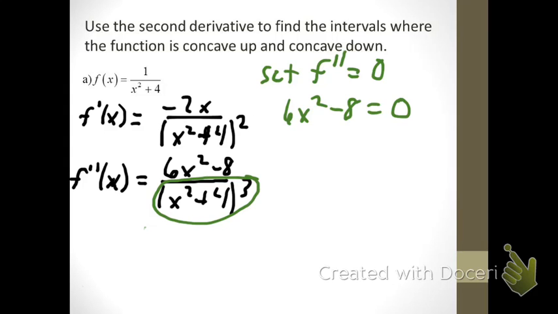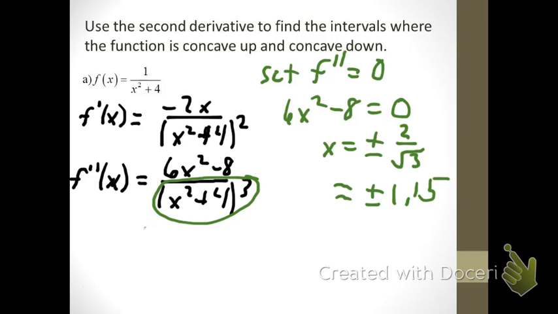And when 6x squared minus 8 is equal to 0, you get x is equal to plus or minus 2 over the square root of 3. I'll let you do the math to get there. And that is approximately plus or minus 1.15, and I'll put it that way just because it's going to make the explanation for this next part a little bit easier.